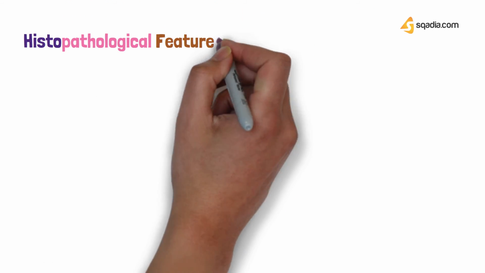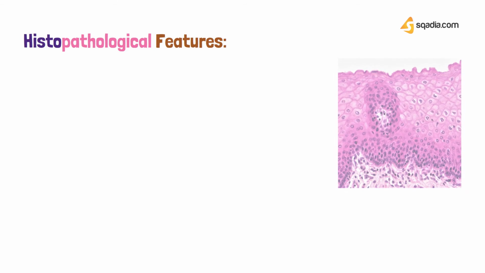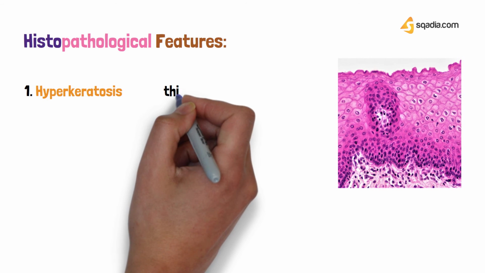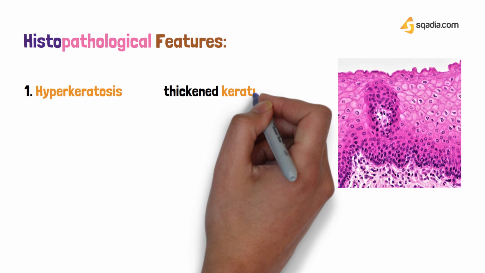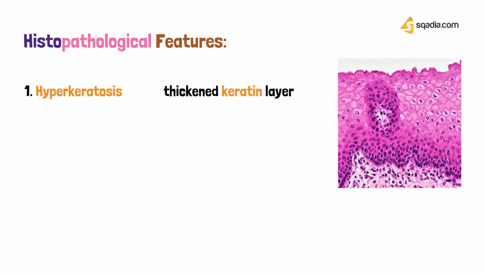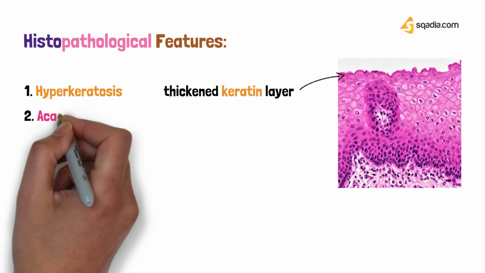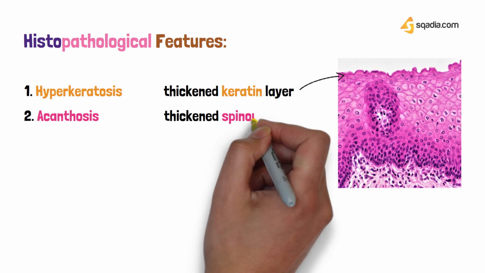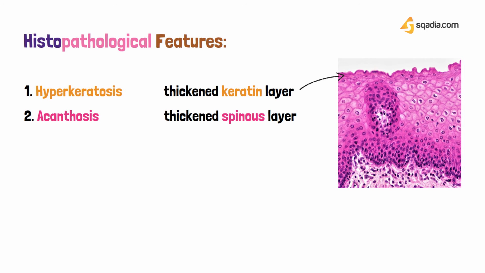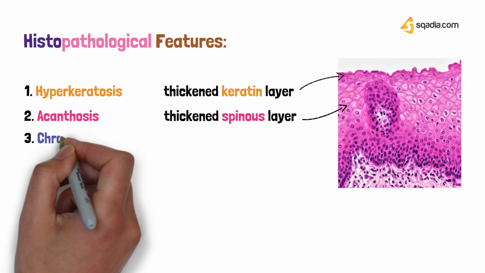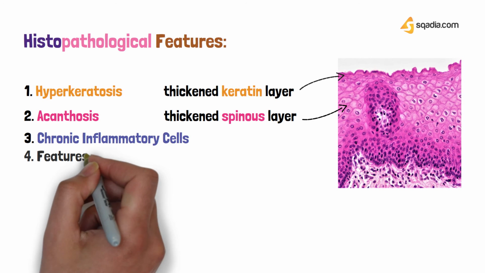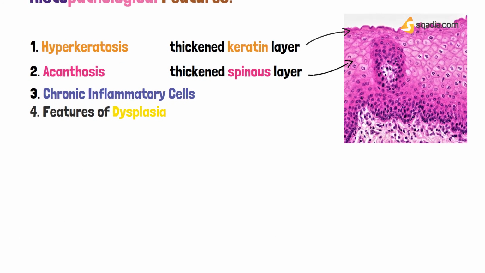Now, how are we going to see this on the microscope? Some histopathological features are hyperkeratosis. This means that the keratin layer has thickened in size. As we can see in this picture, the keratin layer is almost double the size. We can also appreciate acanthosis. Acanthosis is a thickened spinous layer, as we can appreciate in the diagram. We will also find chronic inflammatory cells, and we will also see features of dysplasia.